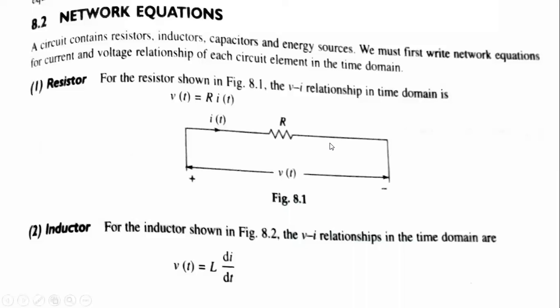The R component is connected along with the source. That source is nothing but the voltage source with respect to the time period t. That's why plus or minus polarities are mentioned here. And we need to write the equation.